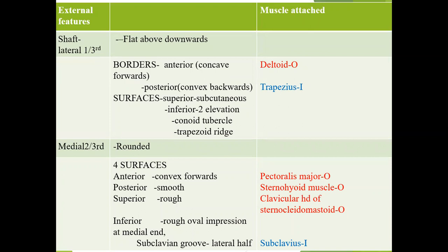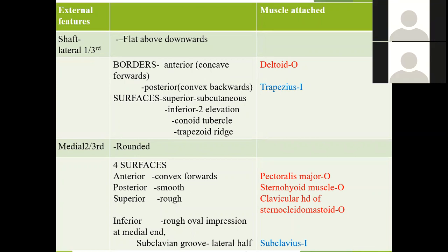Now we are coming to the medial two-third. Medial two-third gives attachment for four muscles. Three muscles are originating and one muscle is inserted. So four surfaces give attachment for four muscles. The anterior surface gives origin for the pectoralis major muscle, and the posterior surface gives origin for a muscle called the sternohyoid muscle. The sternohyoid muscle is one of the strap muscles or infrahyoid muscles.